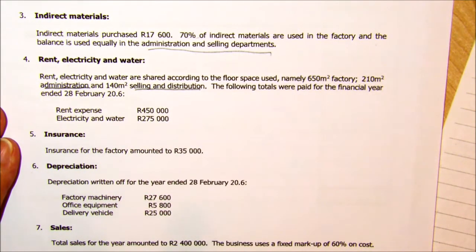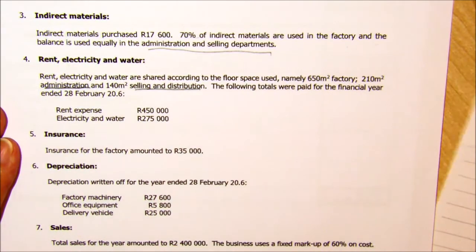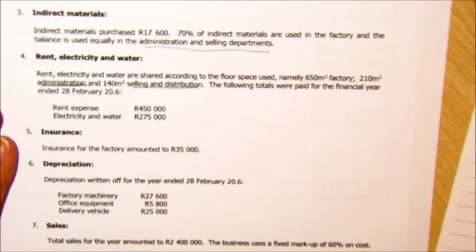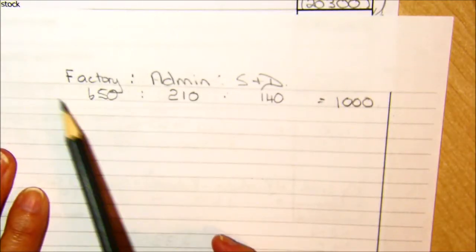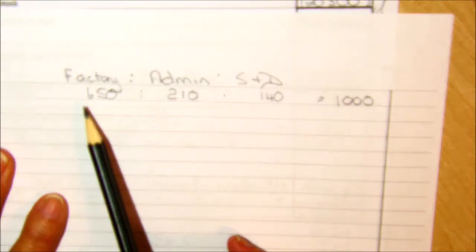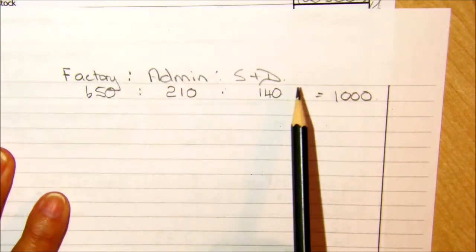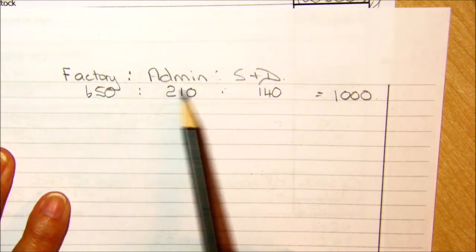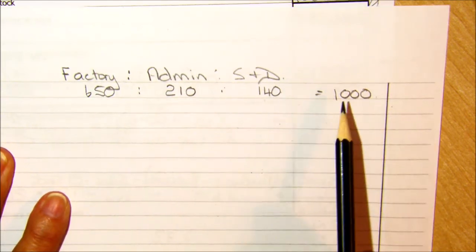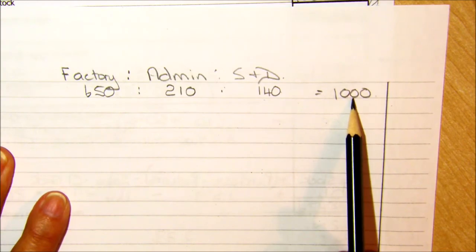At this stage, same as what I did just now, I'm looking only at the factory in this particular video. So we're going to have to get a ratio here. What they told me is that the factory is using 650 square meters of the total space they've got. The admin uses 210 and selling and distribution is 140. If you add that up, there's 1,000 square meters here.